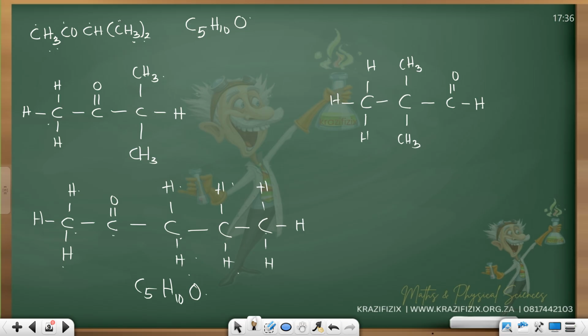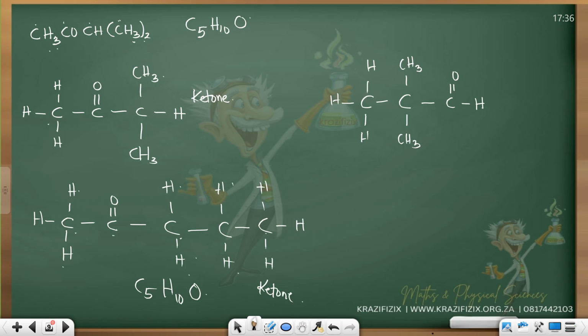Isn't it that for a ketone it must be on the middle carbon? Yes, not necessarily the middle, anywhere in the middle. As long as it's not the first or the last. So it could be on carbon 2, carbon 3, carbon 4. So the way this is, it's a ketone. This is also what?